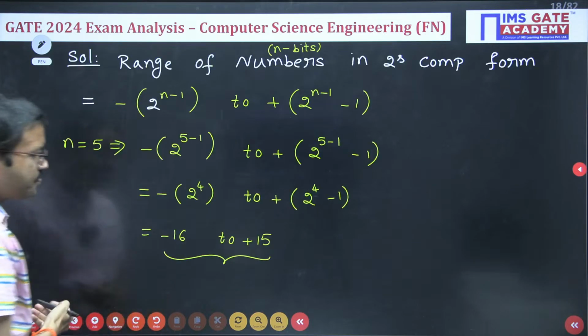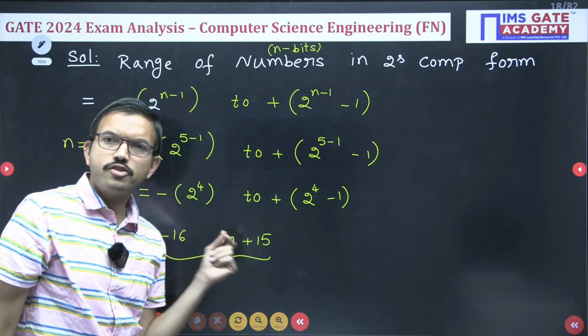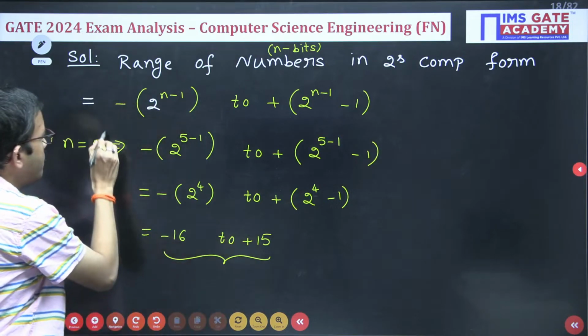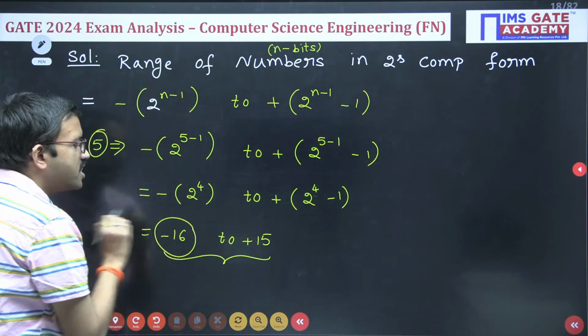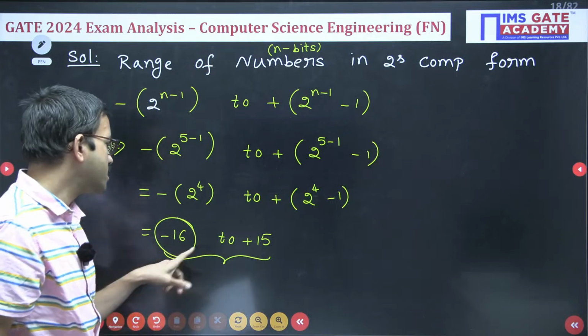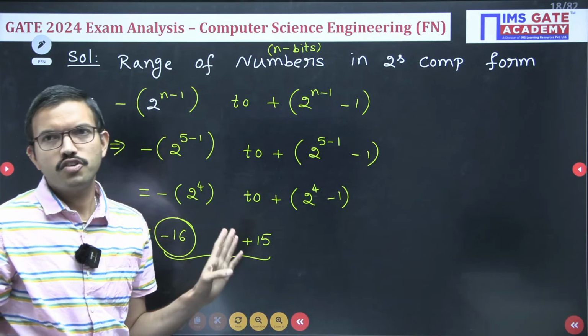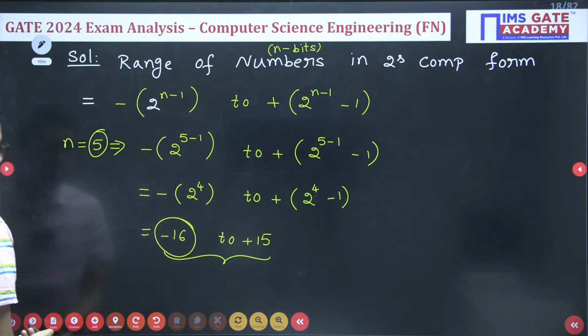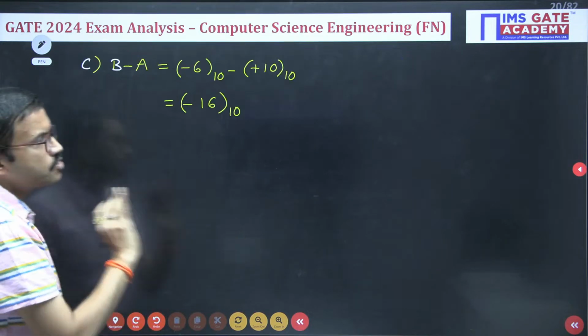See here, with the help of 2's complement form, by using 5 bits, we can represent minus 16. Minus 16 we can represent, so there is no overflow. In option C, no overflow occurs.